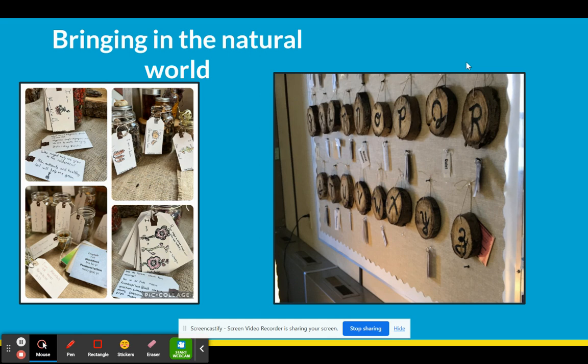And so I'm not sure if you can see on the jars, but the actual seeds are inside of the jar. And then students have sketched what the seeds look like, made little tags and put them on the outside of the jar. So they've created their own visual for that real life item. We also have some tree cookies there, which students have then labeled with letters, and they have created an alphabet on their wall using the natural items from their environment.